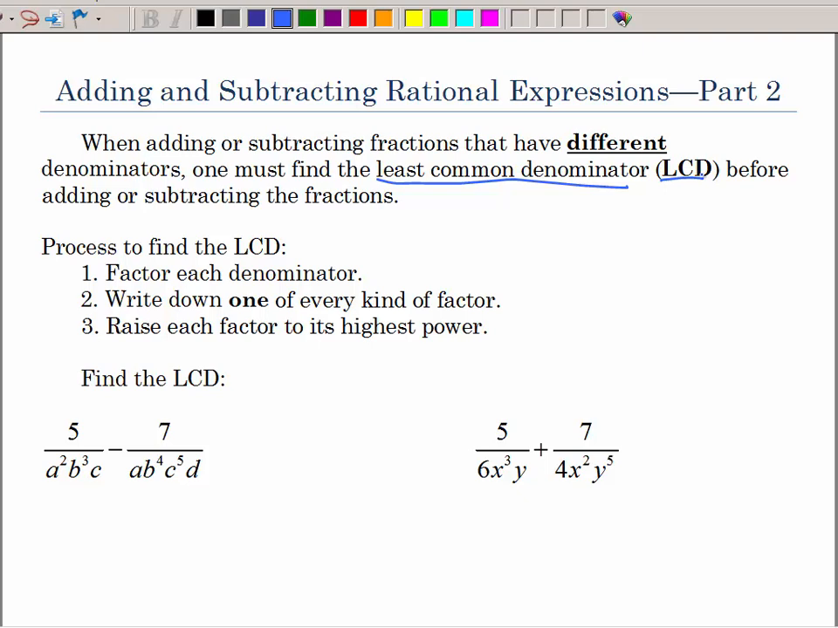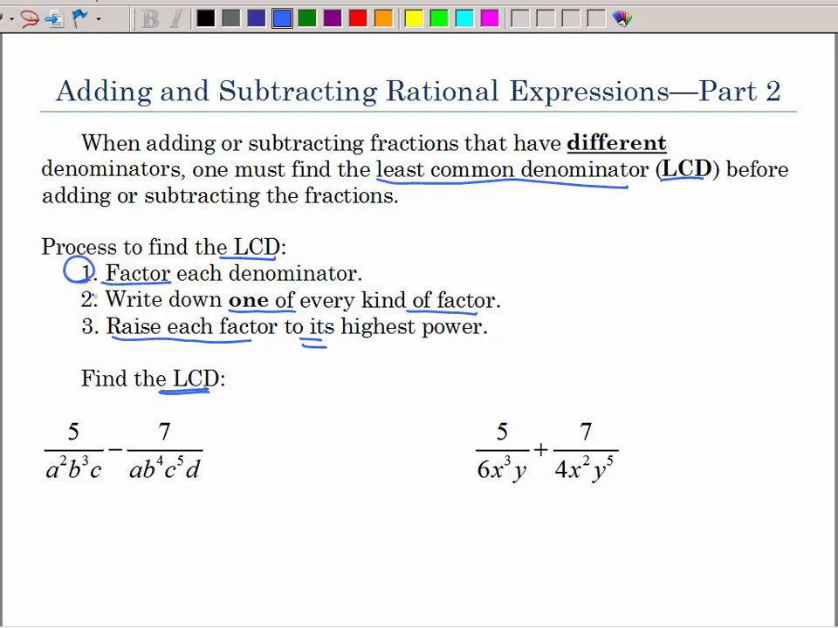Before we start adding and subtracting these fractions that have different denominators, we need to practice how to find that LCD. We need to factor each denominator, write down one of every kind of factor that you have, and then raise each factor to its highest power. So these first two problems, we're not going to add or subtract. We're just going to find the least common denominator.